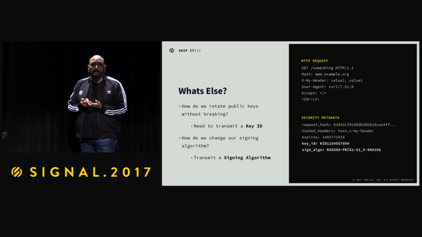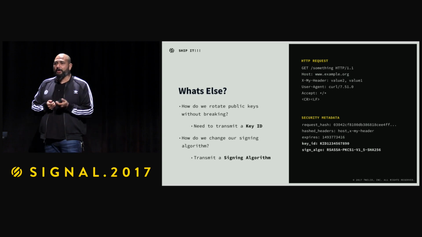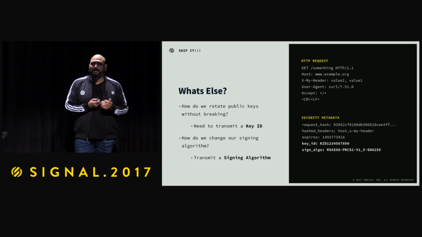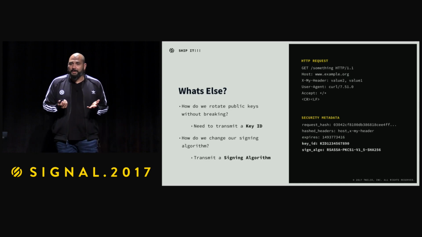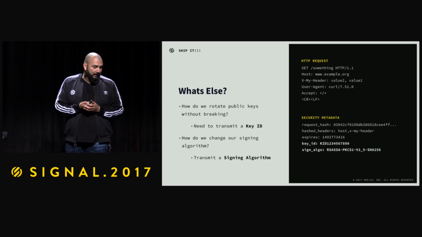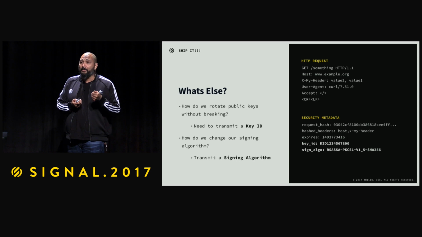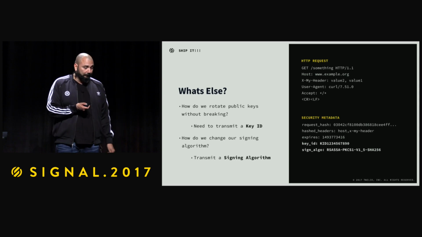Another thing we might think about is, what about different signing algorithms? What if tomorrow your security chief comes into your office and says, hey, this RSA signing algorithm you're using has been hacked. It's proven no good, so let's switch algorithms. So to do that, we would need to also transmit the specific signing algorithm that was used to sign this request.